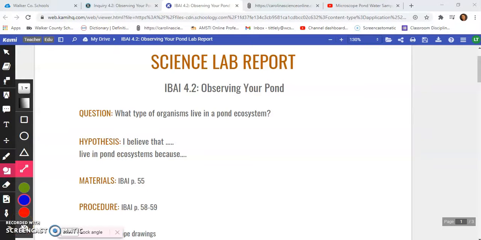Hello class, today we're going to be doing Inquiry 4.2 where we are going to observe your pond. So our question today, what type of organisms live in a pond ecosystem? Okay, think about the actual organisms, the actual living things that might live in a pond or directly around a pond. And list those as the first part of your hypothesis. And tell me a reason why you think they live there for the second part of your hypothesis.